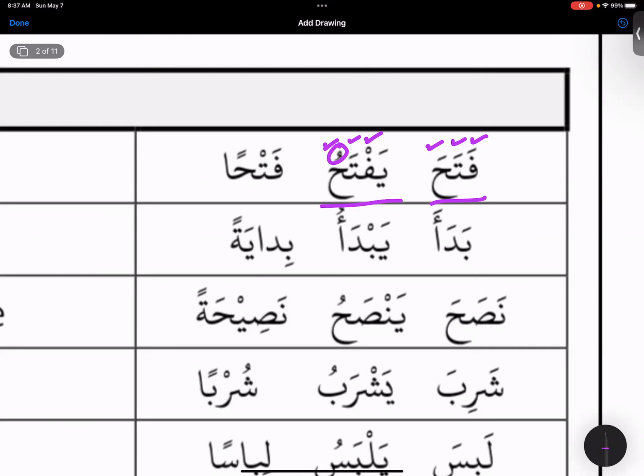Only you will notice that middle root letter, which I should call ain kalima, because we are going to remember these fi'l with this pattern fa'ala. So this fataha, this fa is basically my fa kalima. This ta is my ain kalima, and this ha is my lam kalima.